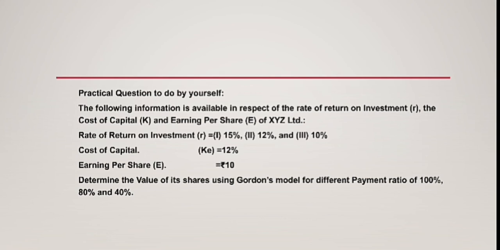So lastly, when you calculate, and if a conclusion is asked in the question, then you have to write that the maximum market price per share comes according to whichever it is, 100% dividend payout ratio, or 80% or 40%. Then you have to conclude that 40%, 80% or 100% is the optimum dividend payout ratio for the company, because according to this it has the maximum market price per share.